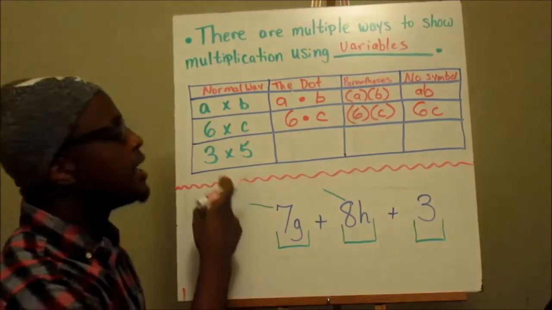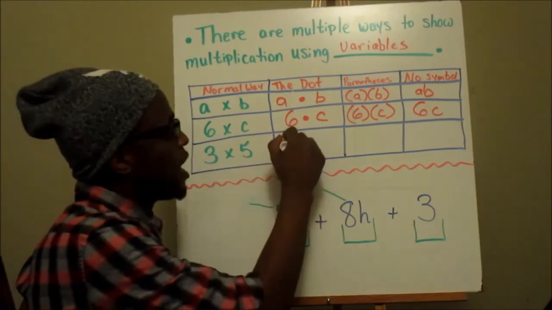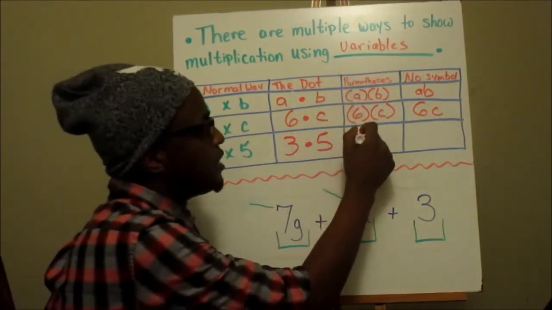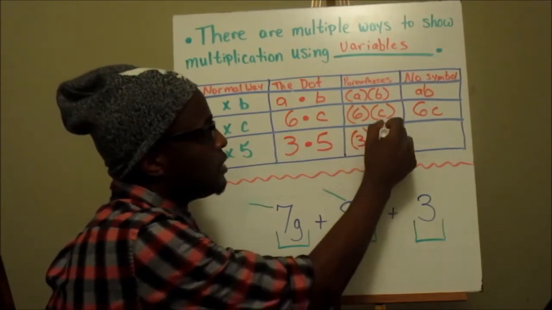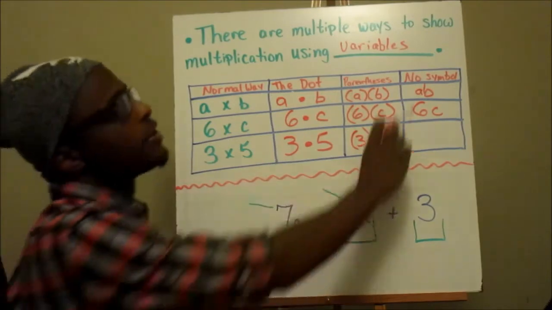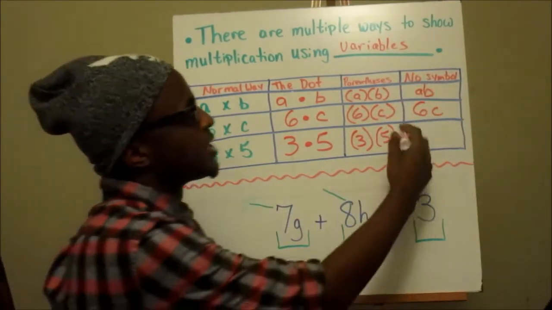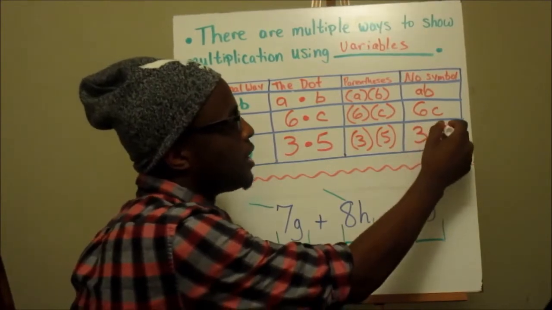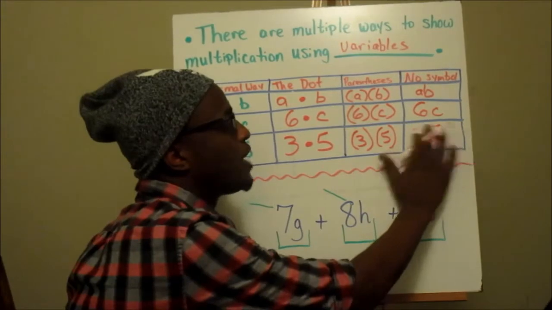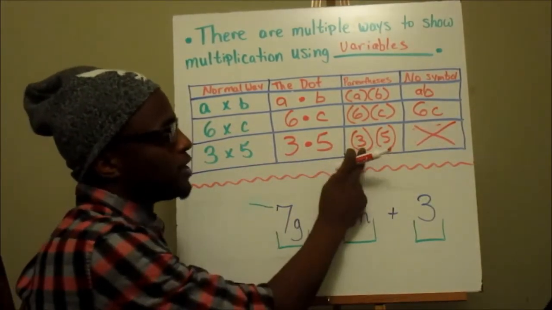And the last one we want to look at is when we have 2 numbers. Again, we can use our dot for 3 times 5. We can also use parentheses, 3 times 5. However, when we're dealing with 2 numbers, we cannot use the no symbol way to represent multiplication. And when you think about it, it just makes sense. If we were to put 3 and 5 next to each other, that would look like 35. So we do not want to do that. So when we have 2 numbers, we can only use either the X, the dot, or the parentheses.